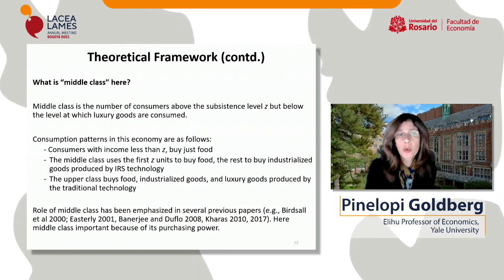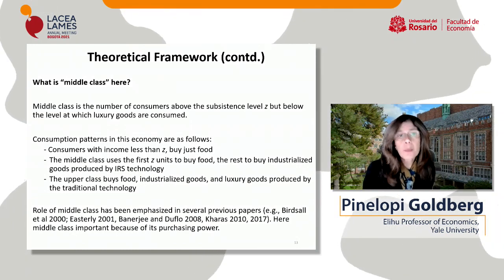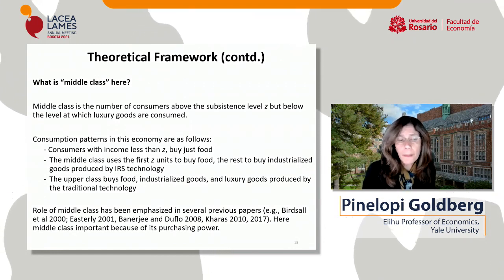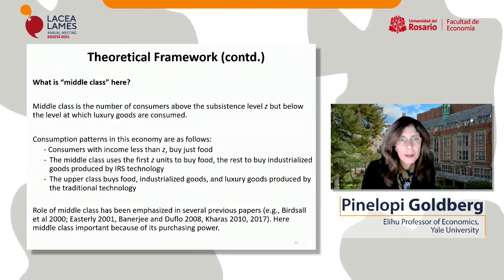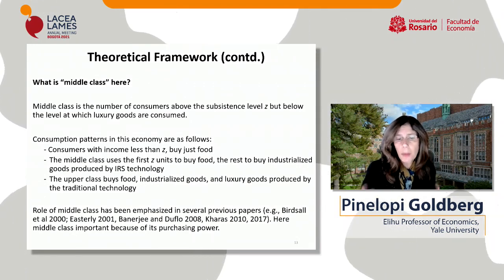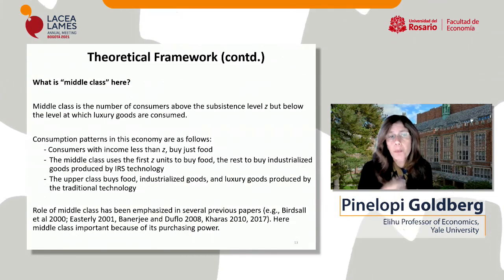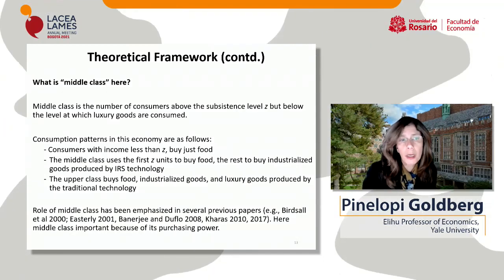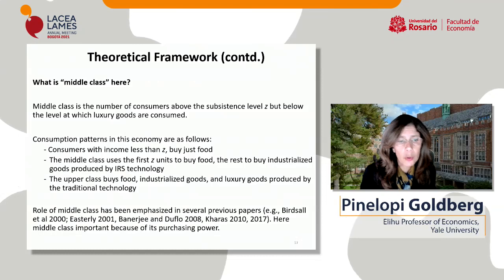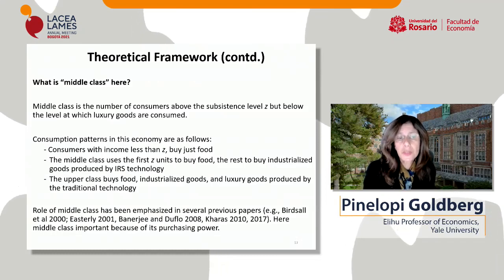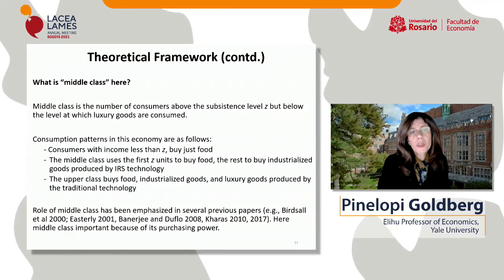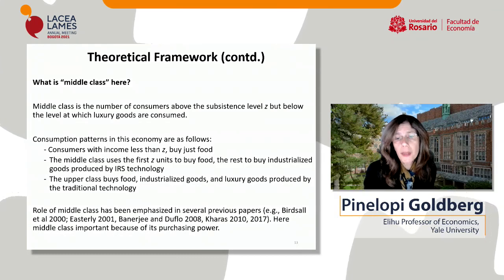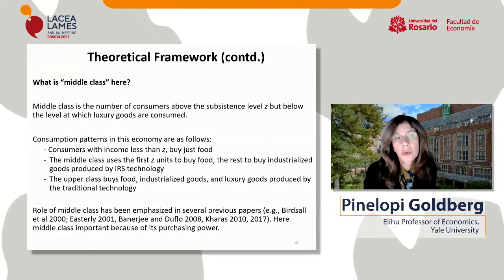If you think about the consumption patterns of this economy, there are the very poor consumers with income less than Z. These consumers buy just food. Then there is the upper class. The upper class buys food and mass-produced goods, but they also buy luxury goods or luxury imports. And these luxury goods are produced with the constant returns to scale technology. And then between the two, there is this middle class. What's special about this middle class is they use the first Z units of their income to buy food, but then they use the rest to buy industrial goods. These are goods that are mass produced.